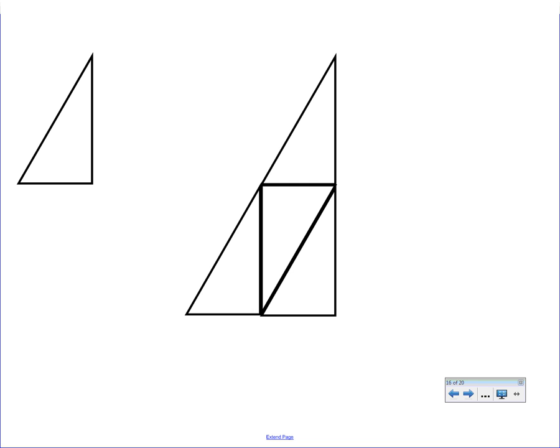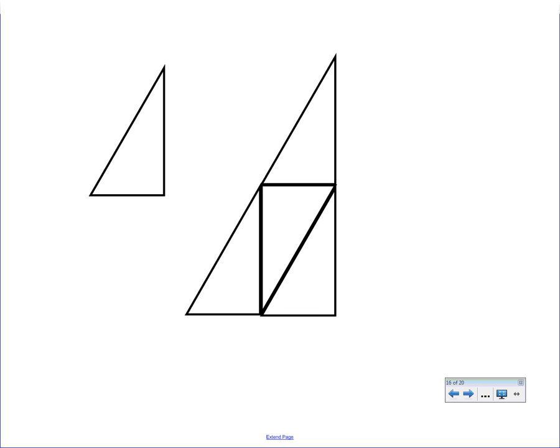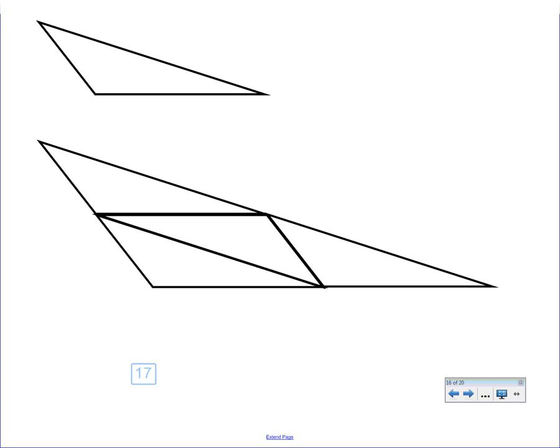And lastly, the right triangle. Same situation. Scale factor is 2. 1, 2, or 1, 2, 1, 2. Scale factor is 2 squared. 2 squared does equal 4.